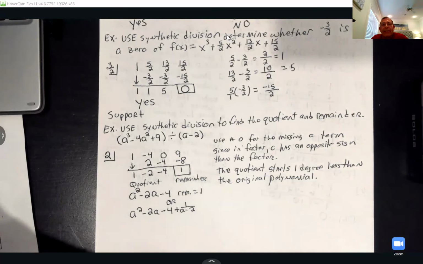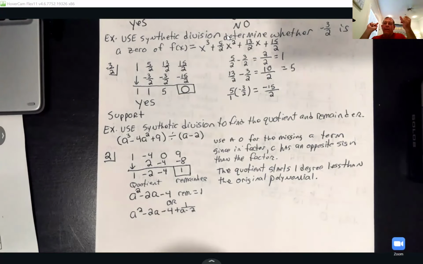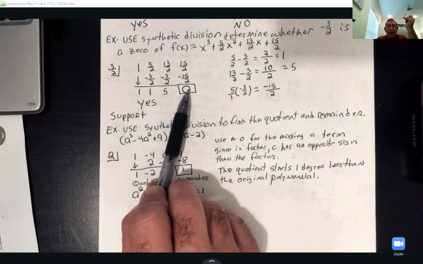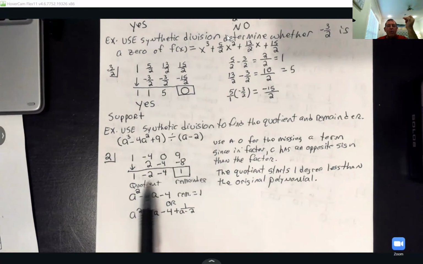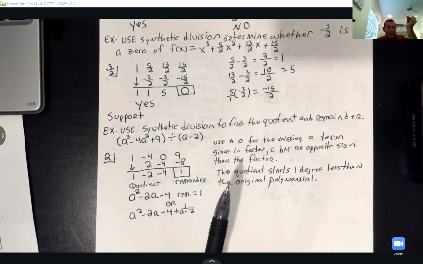So y'all, that's the three things I use synthetic division for. Function values. To tell whether a number's a zero or not, and to find the quotient and remainder when I divide.